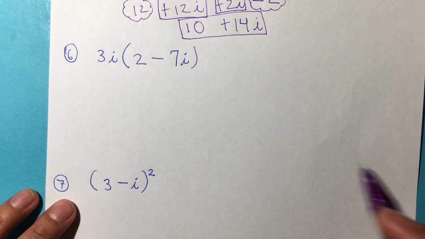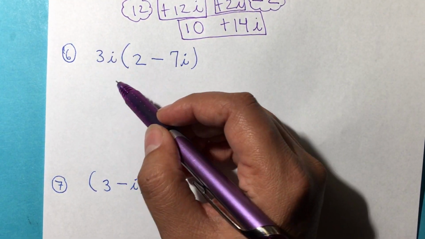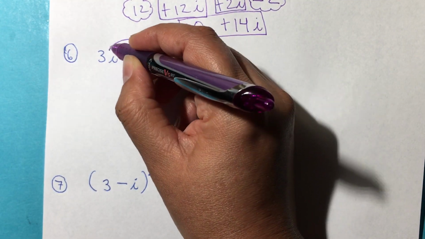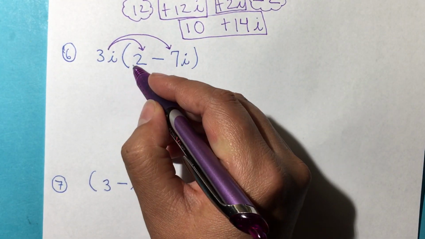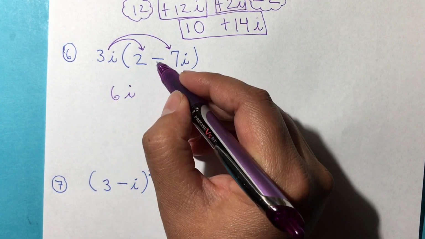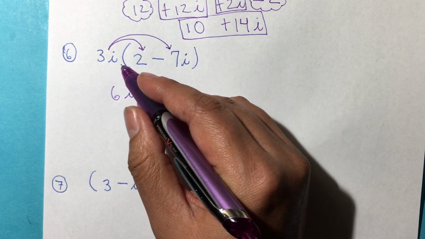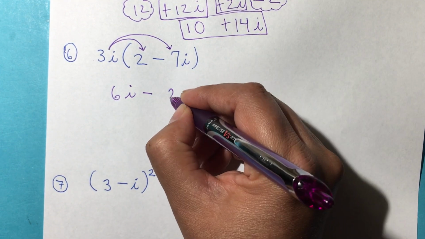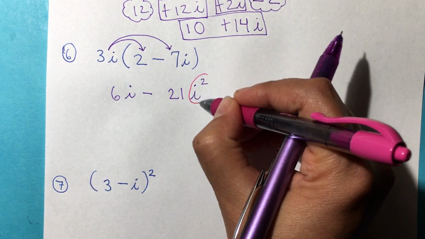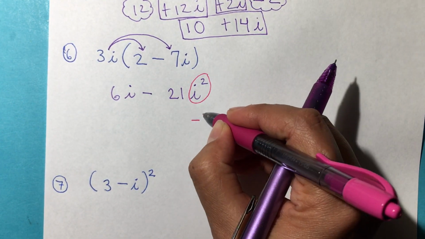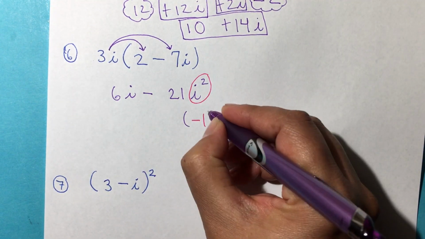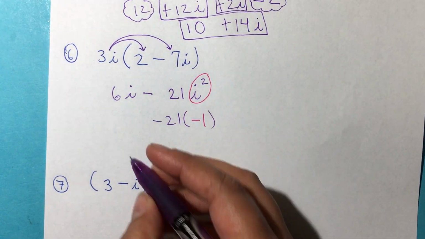In number 6, we're multiplying an imaginary number with a complex number. So it's just distributive property. 3i times 2 is 6i. Positive times negative is negative. 3i times 7i, 21i squared. This i squared becomes negative 1. And we multiply it times the negative 21.